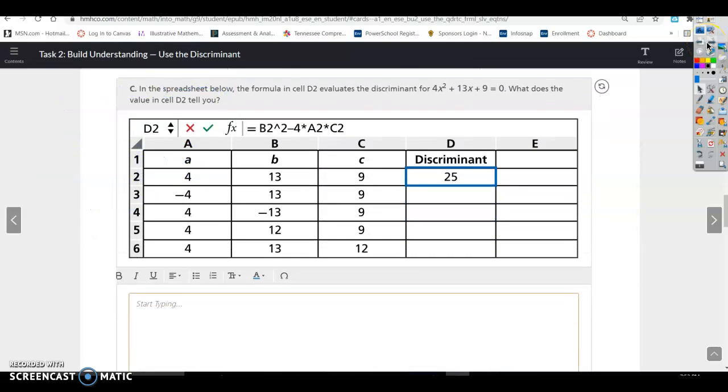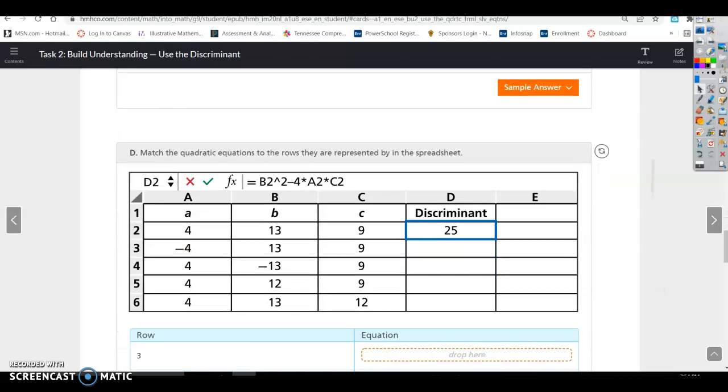All right, in the spreadsheet below, the formula in cell D2 evaluates the discriminant for 4x squared plus 13x plus 9 equals 0. What does the value in cell D2 tell you? This value is positive, so this value tells us that we have two real solutions. This quadratic equation will have two real solutions because the discriminant is positive.